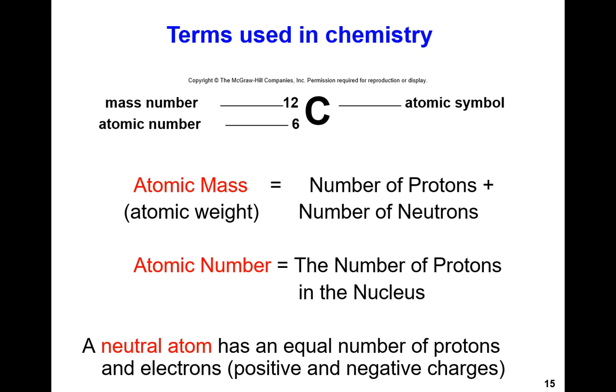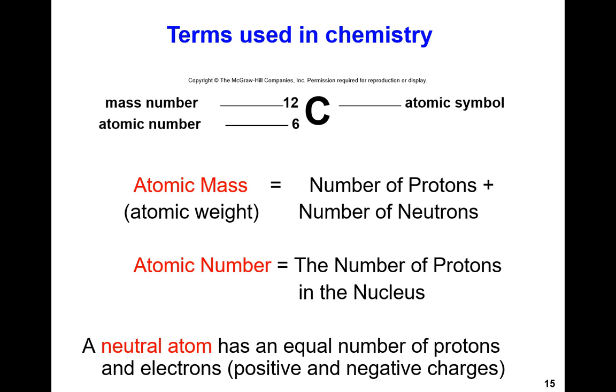Looking at atomic number, this is the number of protons in the nucleus. Whenever you see 2 different numbers next to an atomic symbol, as shown here for carbon, the smaller of the 2 is the atomic number, and that's always going to equal the number of protons. If you change the number of protons, you have a different element.